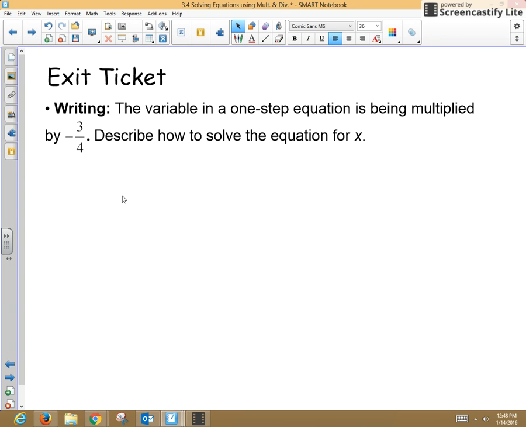And today's exit ticket is writing. The variable in a one-step equation is being multiplied by negative 3/4. Describe how you would solve the equation for x. So think about example 2. How did we solve example 2? Go back and check it. I want you to write this out in your own words using complete sentences.